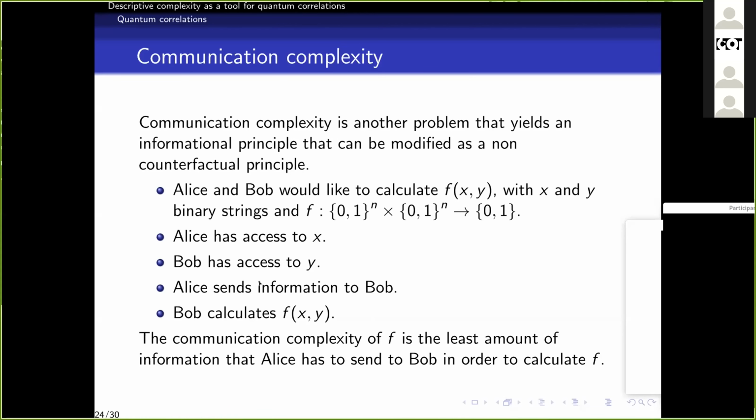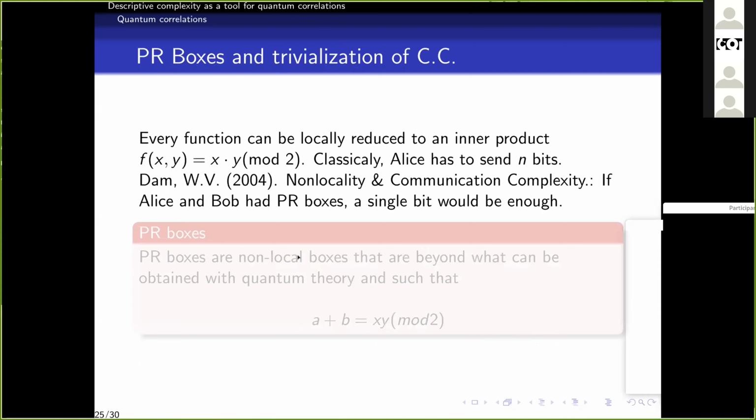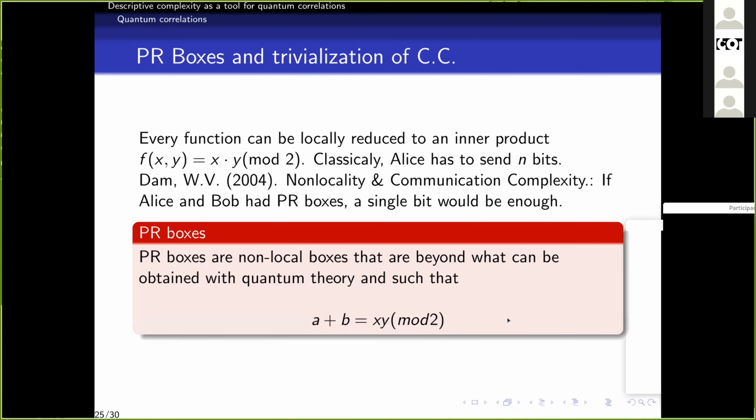So one nice result by Van Dam is the following. Every function can be locally reduced to an inner product, f of xy equals x times y mod 2. Classically, Alice has to send n bits of information in order to calculate this function. So basically, she has to send her whole string. But in this paper by Wim van Dam, it's proven that if they have PR boxes, which are boxes that are non-local but beyond what can be obtained with quantum theory, then a single bit would be enough for them to calculate the function f.